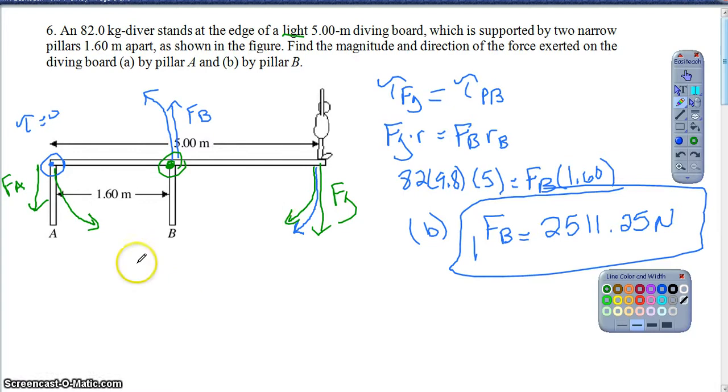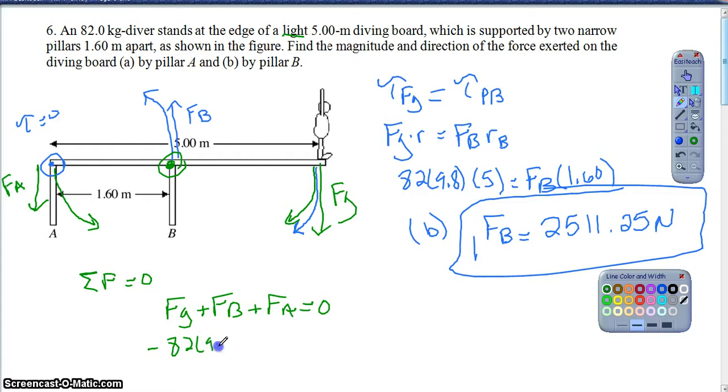The other thing I could do at this point that would be pretty easy is just take a step back and go to forces. I know that the total sum of forces has to equal 0. So in other words, FG plus FB plus FA has to equal 0. Well, since I know FG is pulling down, I'm going to make that negative, so negative 82 times 9.8 plus pillar B, which is pushing upward, so I'm going to define that as a positive 1100.25. And then I don't know what the force of pillar A is doing, although I now know it should be negative. Let's pretend we don't know what it's doing.